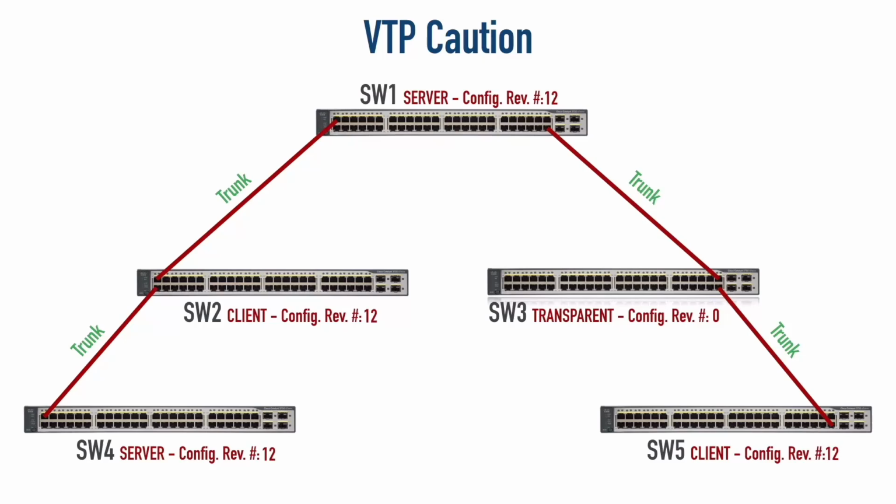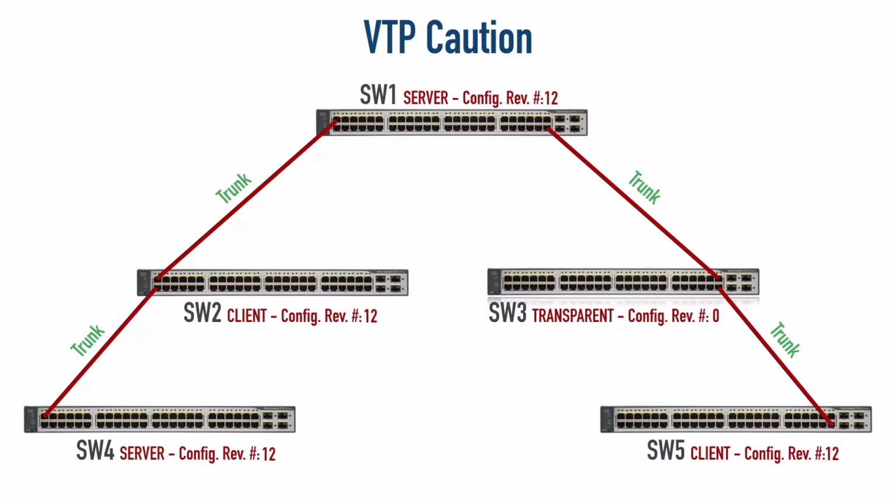And when that advertisement goes out to switches SW2, SW4, and SW5, they're going to say, oh, 13, that's more authoritative than my configuration revision number of 12, so I'm going to update my VLAN database based on that. Now notice, a transparent mode switch has a configuration revision number of 0. Now here's the danger I was telling you about.